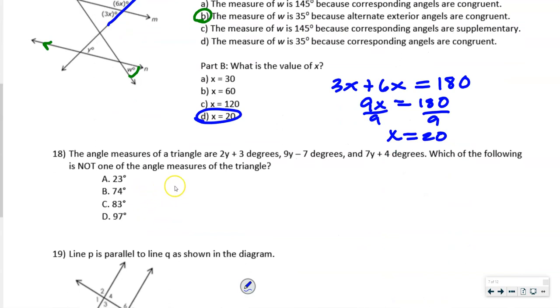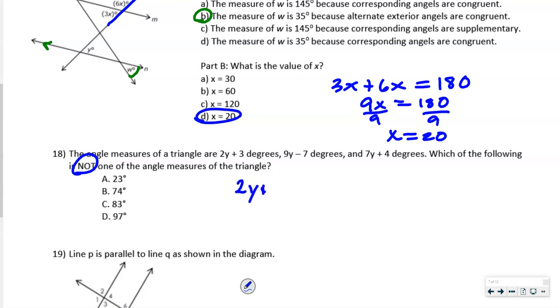All right, again, the angle measures in a triangle: 2y plus 3 degrees, 9y minus 7 degrees, 7y plus 4 degrees. Which of the following is not one of the angles? You guys got to catch those words on this test, okay? Be very, very careful because otherwise you're going to choose a correct answer when it's asking you really for an incorrect answer. So remember, when we add three angles together in a triangle, they have to equal 180.